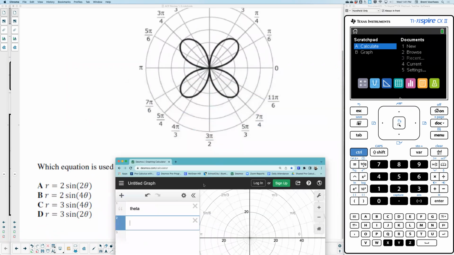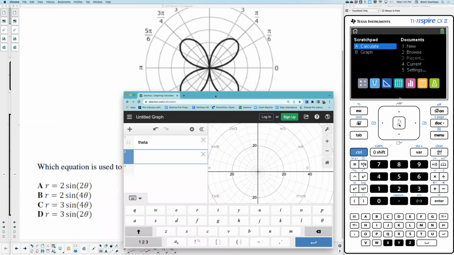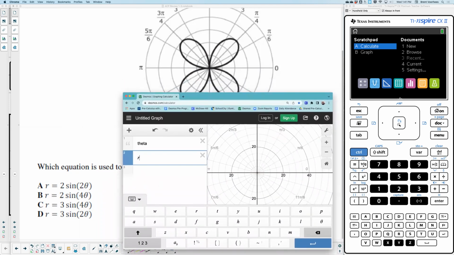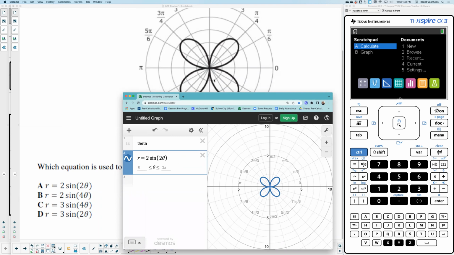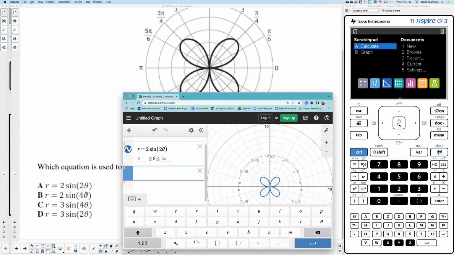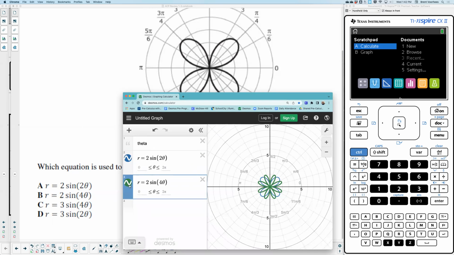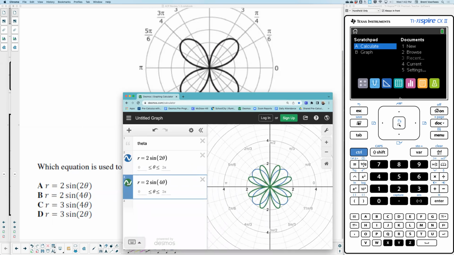Okay, we want to know which equation is used to create that rose. So if you typed in the equations, r equals 2 sine 2 theta. Let me zoom in here. Is that a possibility? Yes, that's a possibility. I'm going to leave that one there. Let's try answer choice B. r equals 2 sine 4 theta. Is this a possibility? No, I'll turn that one off. What's wrong with that one? Too many petals. Yeah, that one has a lot of petals. That one's not it. So we'll turn that one off.